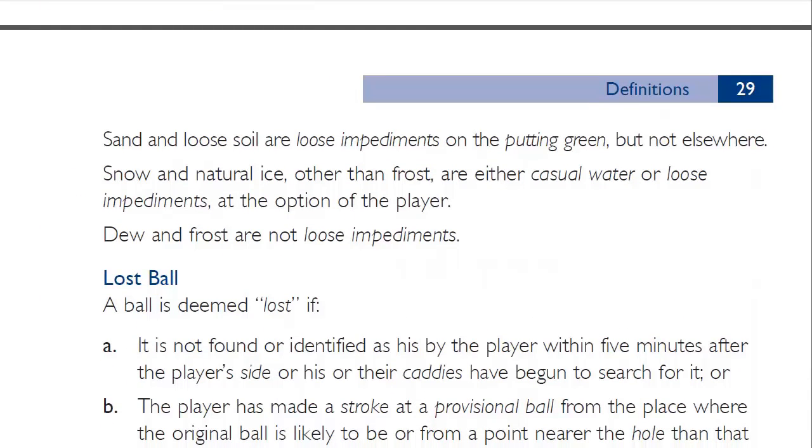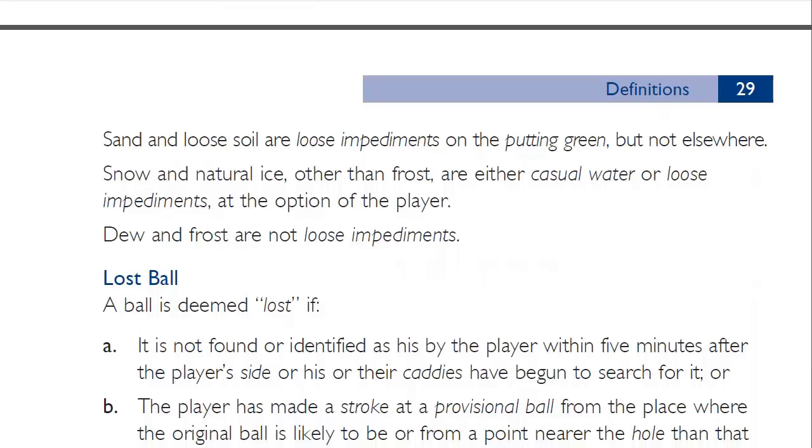Also, sand and loose soil are loose impediments on the putting green, but not elsewhere. I've seen it very often where a player will start brushing sand on the fringe of the green because they're close to the green and they know sand's a loose impediment on the putting green, and they forget that they're on the fringe of the green. Maybe, I'm not sure, or maybe they just don't know the rule. But just remember where sand and loose soil are loose impediments and where they aren't.